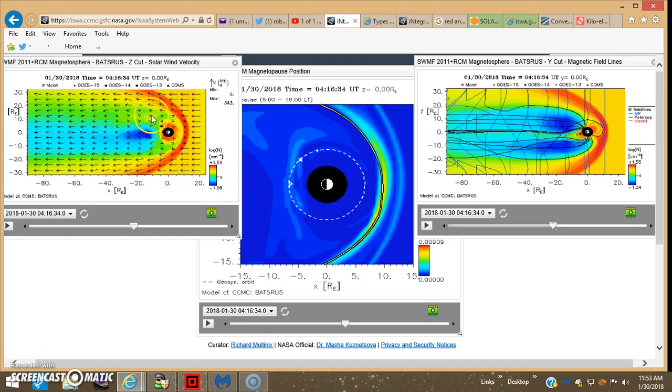Then we have the solar wind. We got some coming this way. Most of it's coming that way. This is the bow shock. That was the word I was looking for yesterday. There's the bow shock.